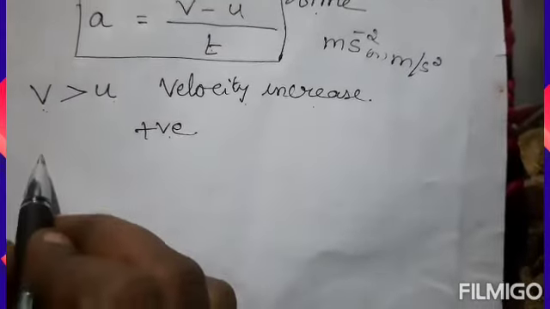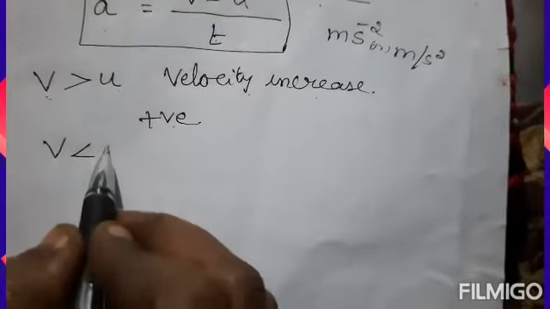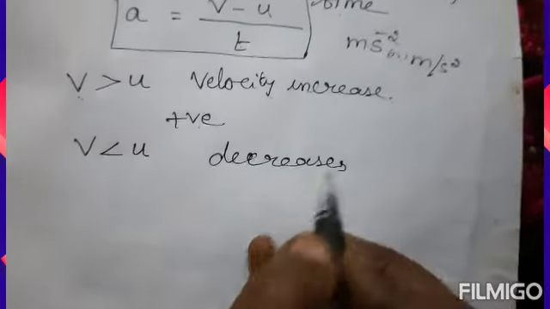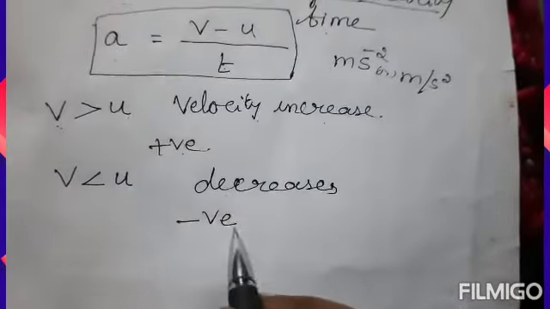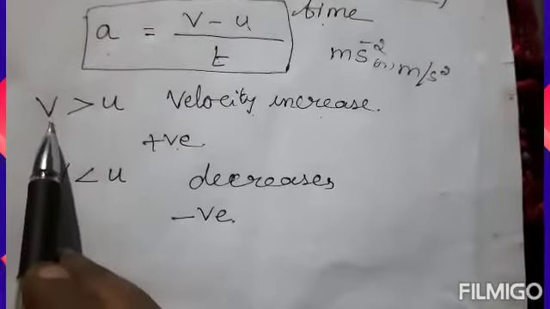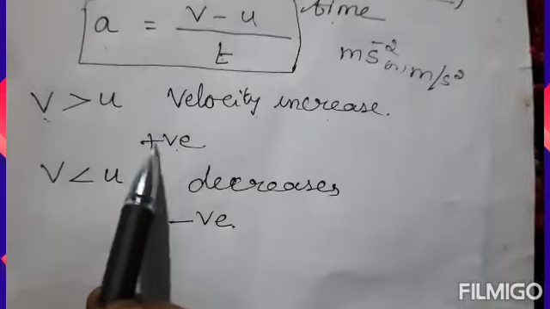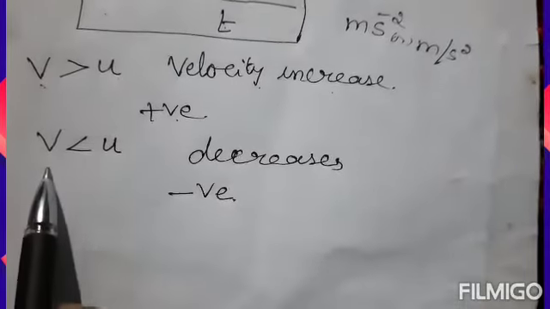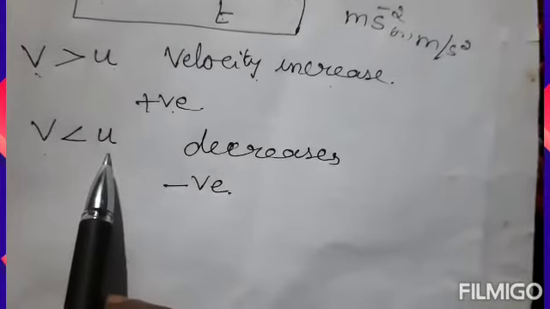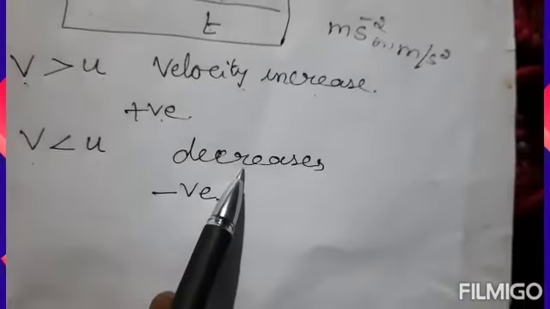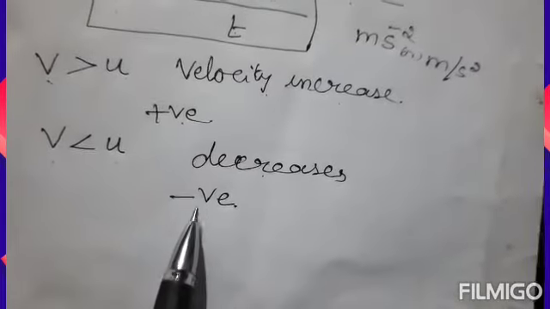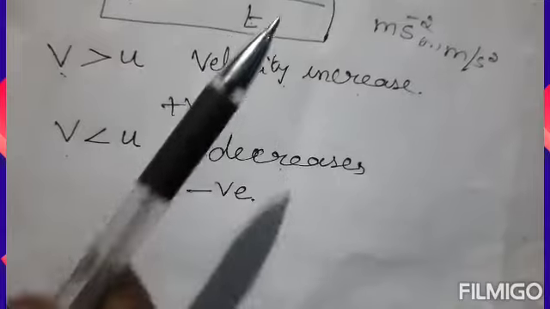Then next, the final velocity is less than initial velocity. The velocity decreases, and acceleration is negative. Okay, the final velocity is greater than initial velocity, velocity increases, so the acceleration is positive. And the final velocity is less than initial velocity, the velocity decreases, so the acceleration is negative. So these are about the acceleration.